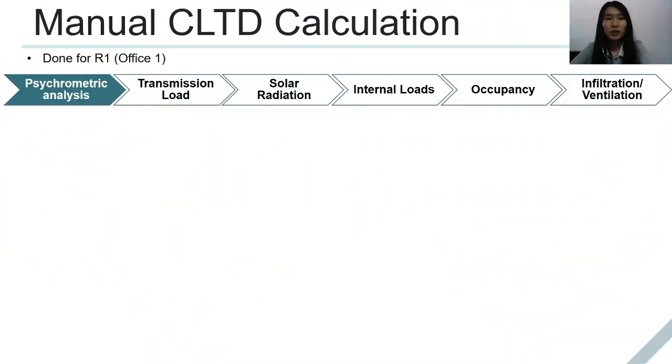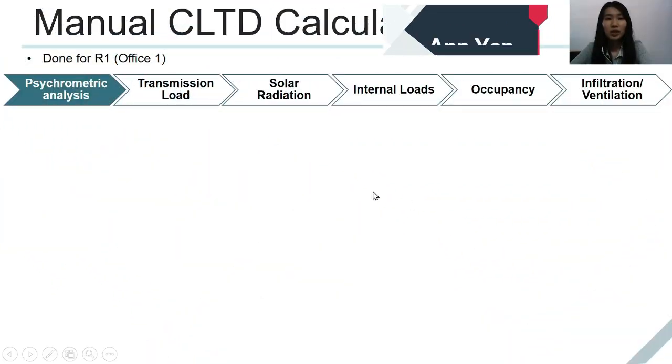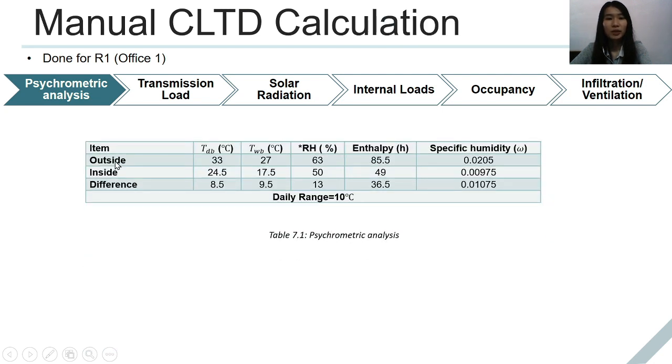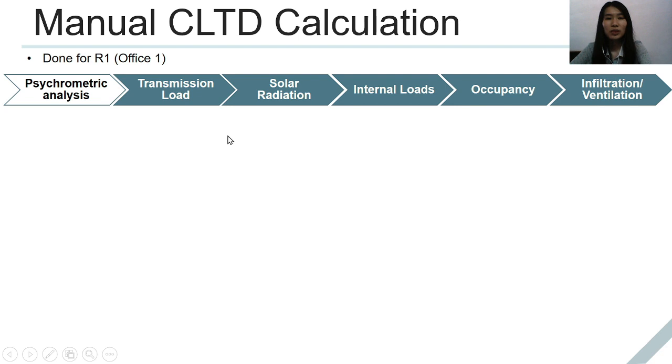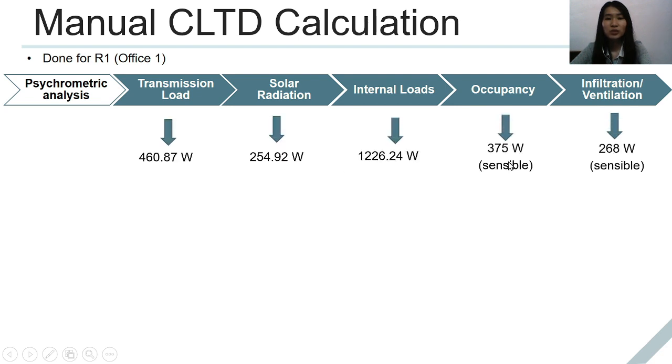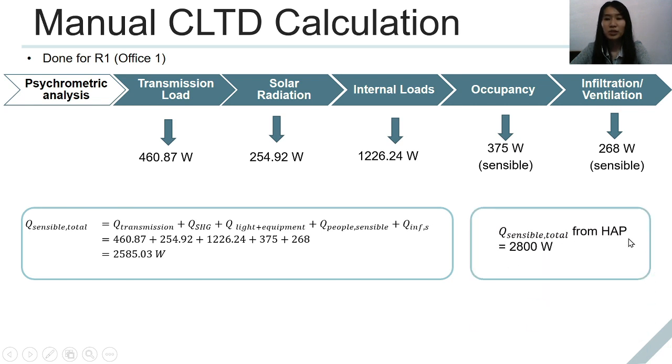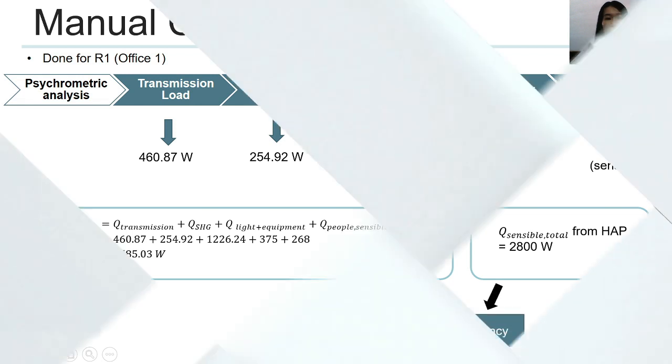In order to verify the HAP analysis, we did a manual calculation for Office 1. So we started off with the psychrometric analysis where we obtained the outside condition from table A2 and the inside condition which is predetermined from the online tool. Next, we also calculated the cooling load where each value is shown here. And then we proceeded to add them together in order to get the Q-sensible total, which is 2585.03 watts, and it is compared with the Q-sensible from the HAP, which is 2800 watts, with a discrepancy of 7.68%.